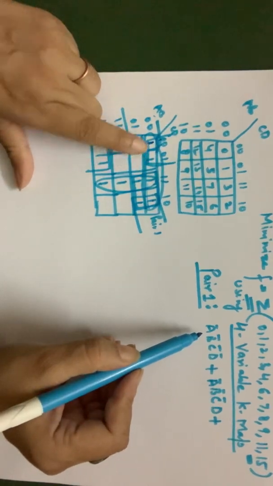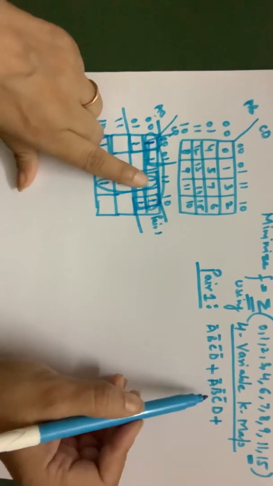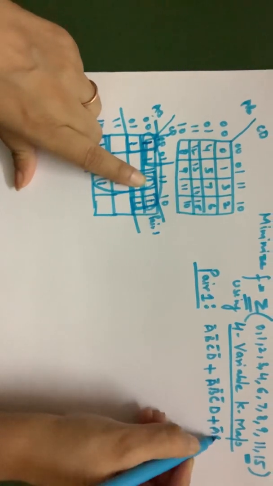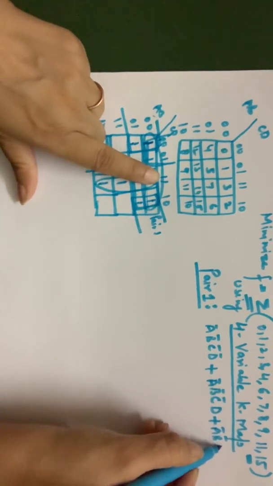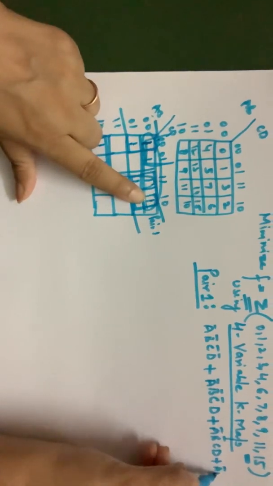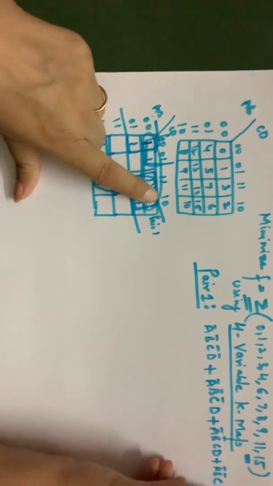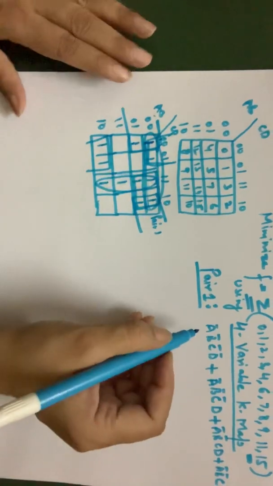The second value will be A bar, B bar, C bar, D. Now my third value will be A bar, B bar, and above you will see CD. Then again A bar, B bar, and above vertically this will be C D bar. Now what variables are common?